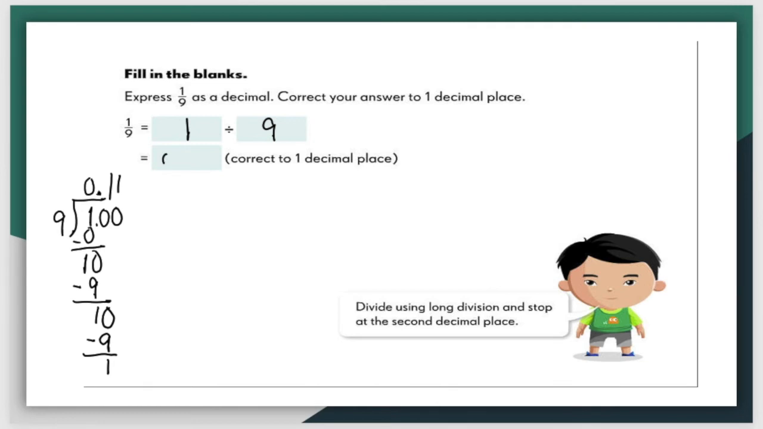So 0.11 is the same as 0.1. Now, our answer has one decimal place. Let's have another example.